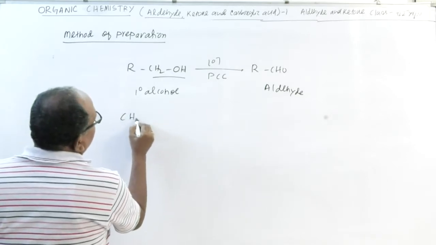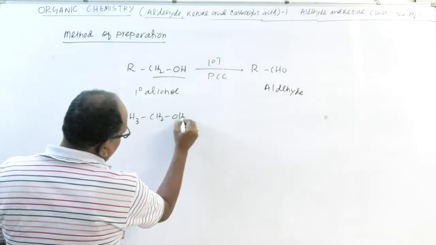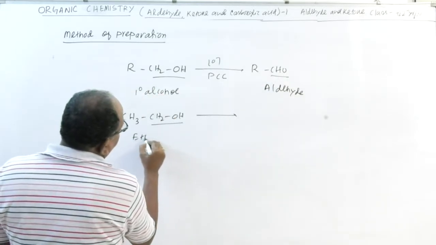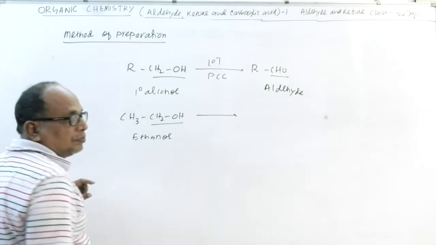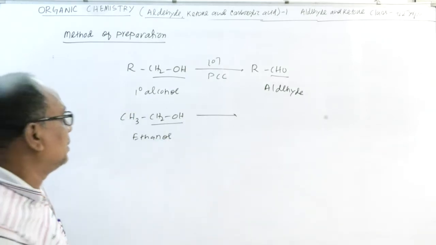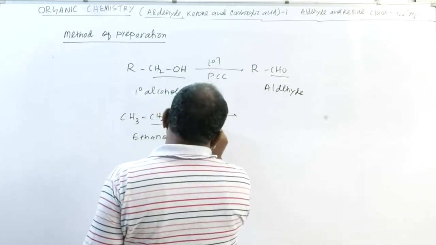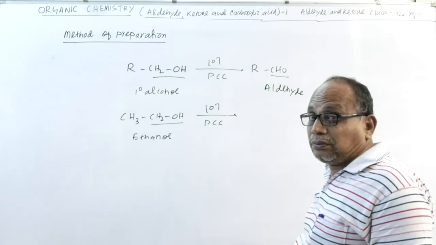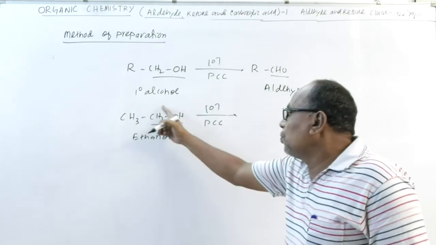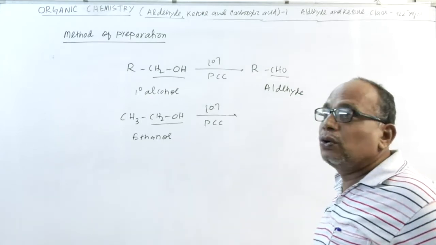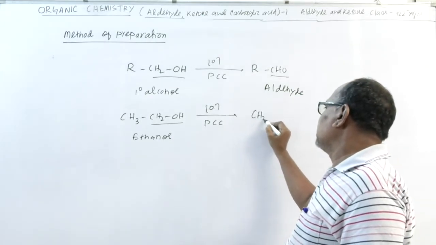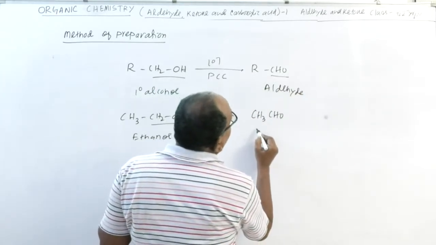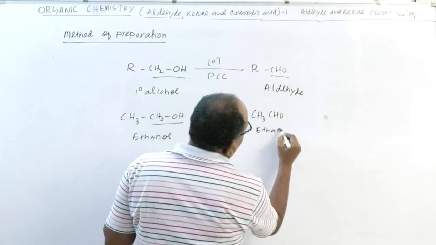Suppose you take CH3CH2OH, what will happen? This is your ethanol. With oxidation with PCC, can you write what product we will get? The CH2OH group will convert to CHO. This becomes CH3CHO, and this is called your ethanal.